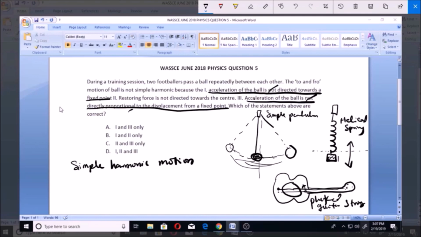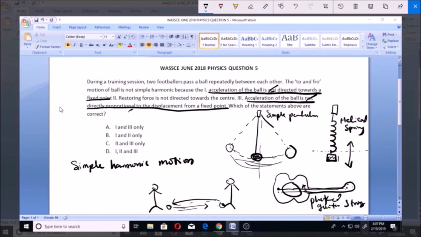So for us to now say that this very ball that two people are passing, these two footballers, they pass this ball to themselves, you can see it's making a to and fro motion because it will go here and go here, but now it is not directed towards the center, because this person can apply some force that is even bigger than this person. So the rate at which this one is going is not necessarily the rate at which the ball is getting to this other person. So you cannot say that the acceleration of the ball is directed towards a fixed point.